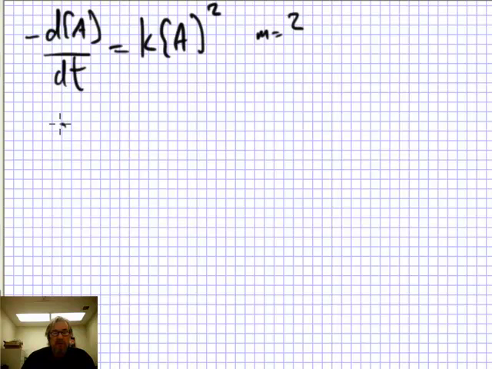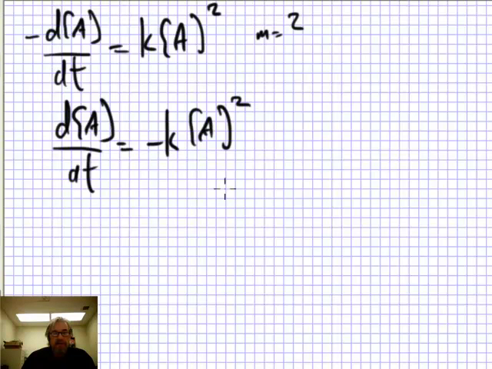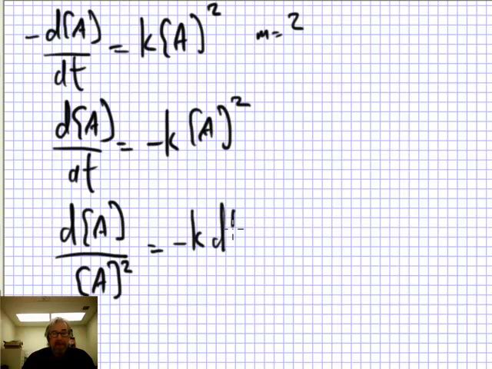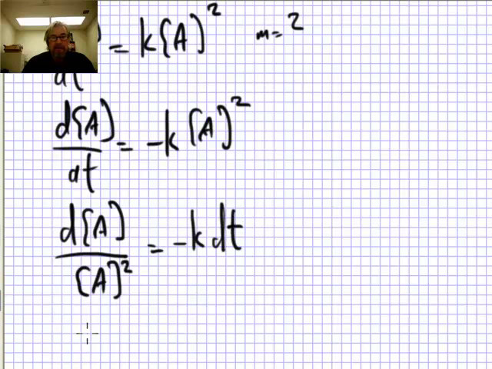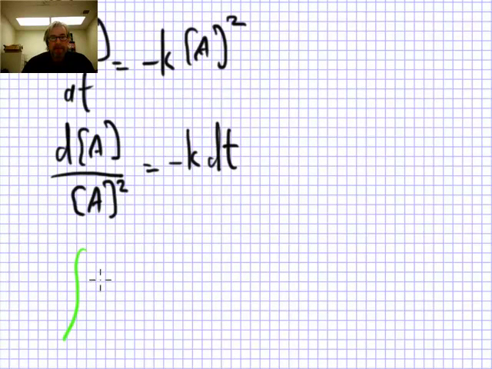So dA/dt is minus k times the concentration of A squared. So dA over A squared is equal to minus k dt. Back to normal math notation that you're used to, dx over x squared, which you could write as x to the minus 2 dx. If you take the integral of that, you're going to get negative x to the minus 1.